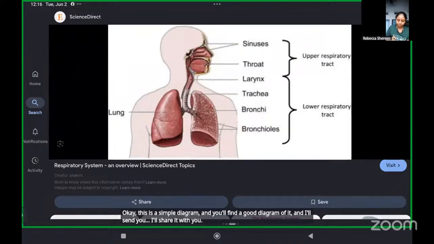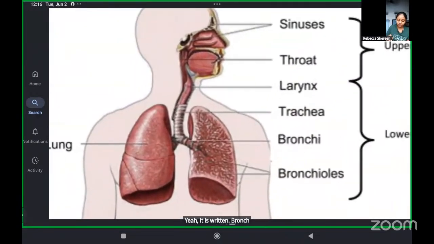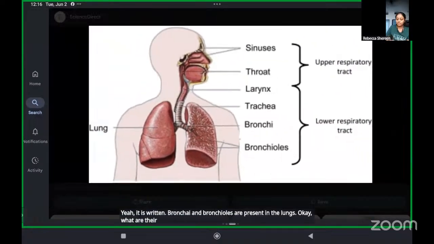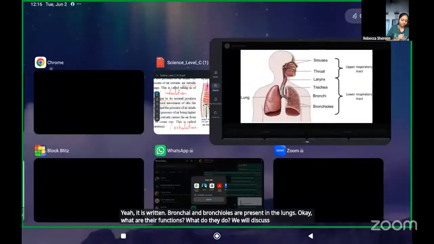Here it is written: bronchi and bronchioles are present in the lungs. What are their functions? What do they do? We will discuss all of it.